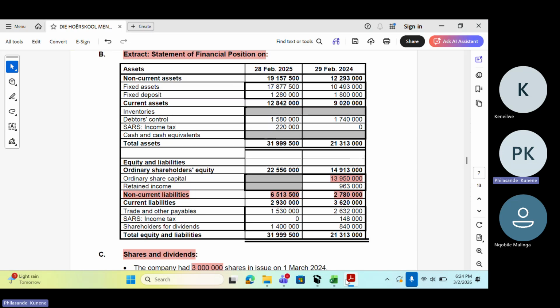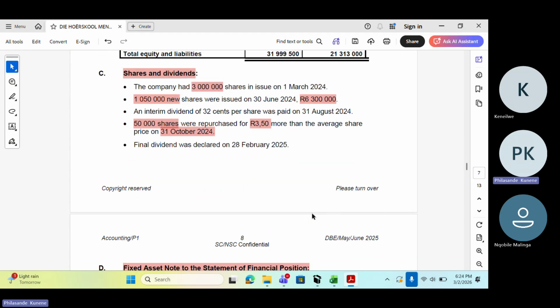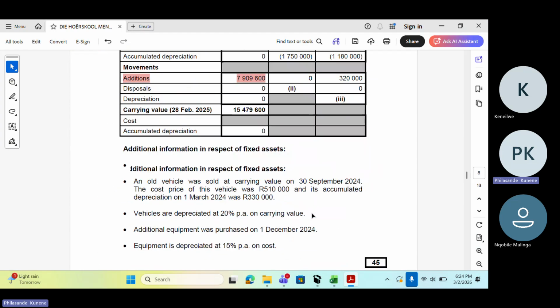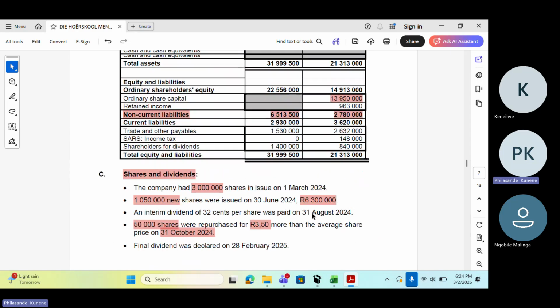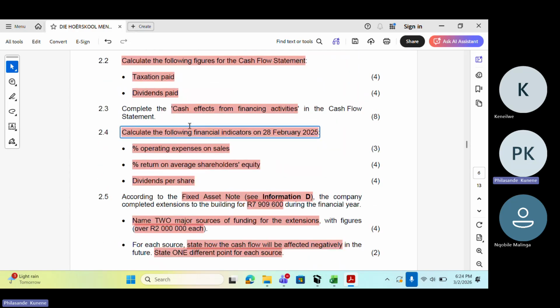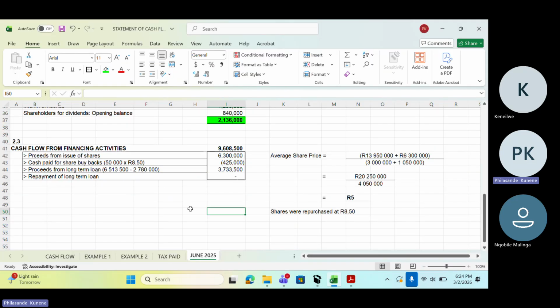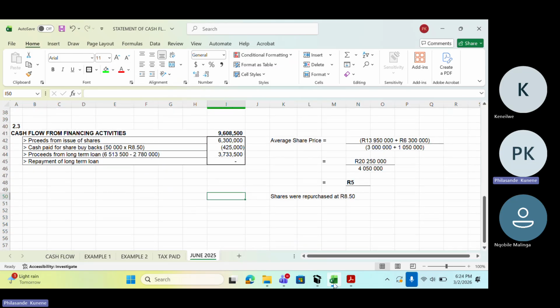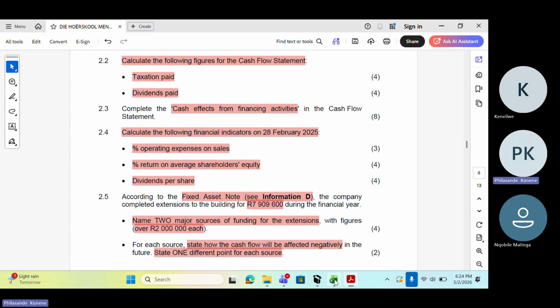Okay, so this was just to answer that question, guys, about the financing activities. And that was provided. 2.4, they're saying here, calculate the following financial indicators on 28 February 2025. Percentage operating expenses on sales, right? Percentage operating expenses on sales. That is 2.4.